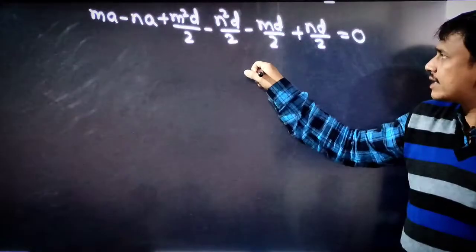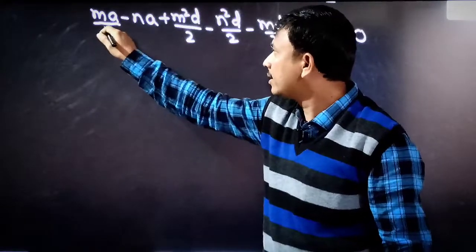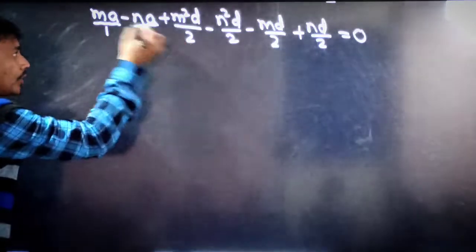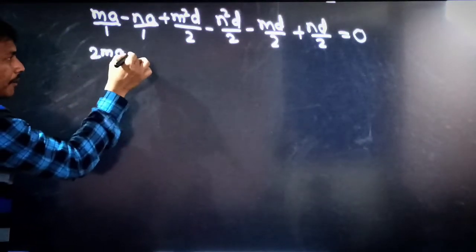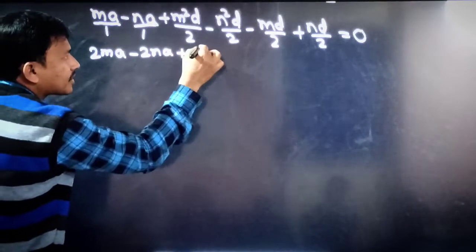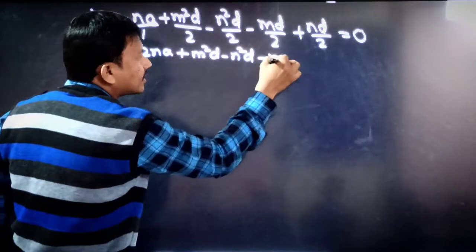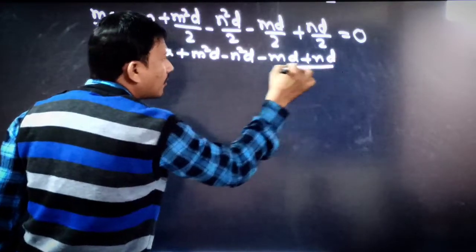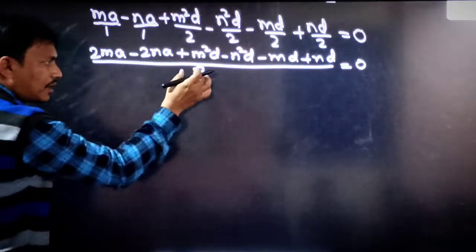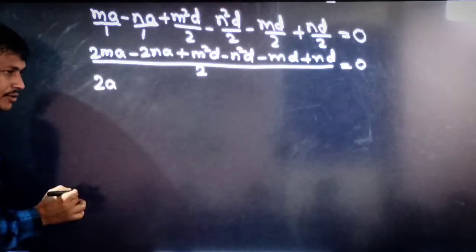LCM. What is the LCM here? 2 is the LCM. That means ma divided by nothing will be 1. Then 2 into ma, 2ma minus 2 into na, 2na plus m square d minus n square d, then minus md plus nd, whole divided by 2 is equal to 0. Division 2, it will become multiplication. Cancel. 2a is common here. Yes or no? 2a is common.